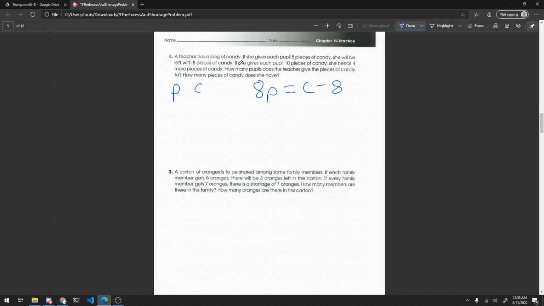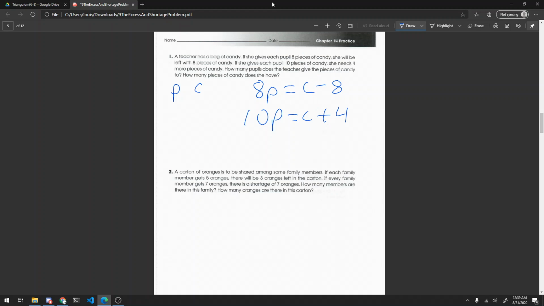And the second sentence says if she gives each pupil 10 pieces, she needs 4 more. So similarly, we do 10p equals c plus 4. In this case, we did c plus 4 because she needs 4 extra instead of having an excess.